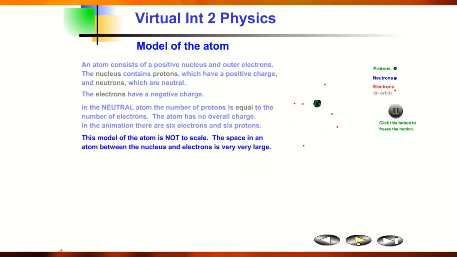And the nucleus contains the protons and neutrons, and they're much bigger than the electrons. So you can imagine how tiny the electron is. You wouldn't actually be able to see it even on that scale.